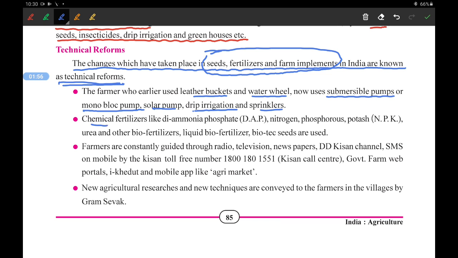Chemical fertilizers are now used in place of natural fertilizers, like diammonium phosphate DAP, nitrogen phosphorus potash NPK, urea, biofertilizer, liquid biofertilizer, and biotech seeds are used, etc.